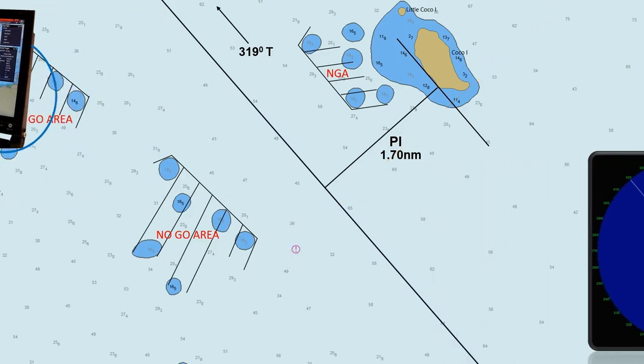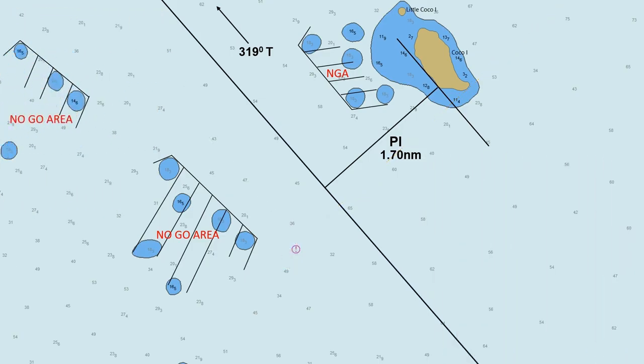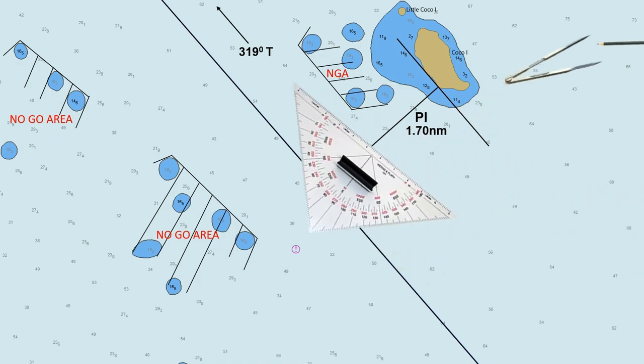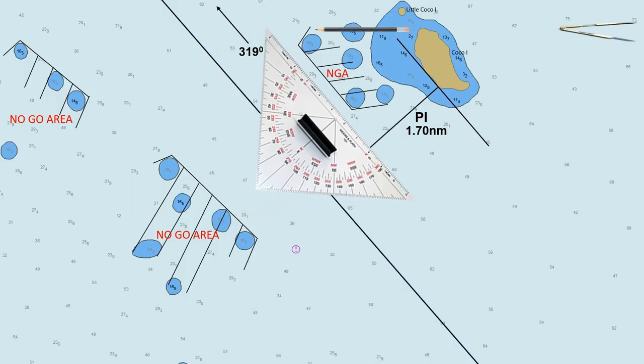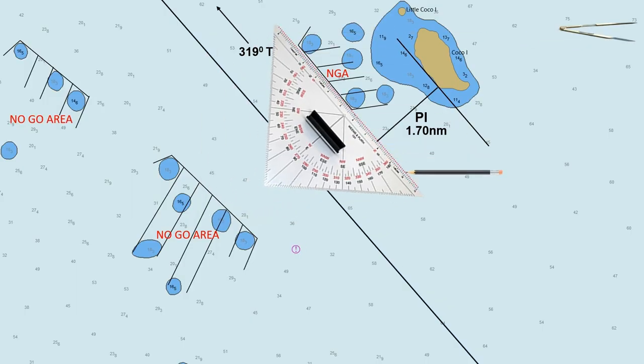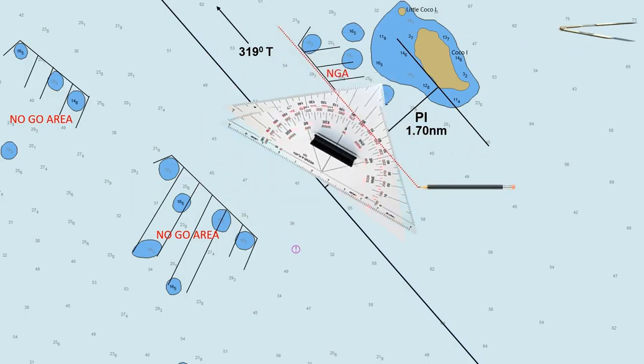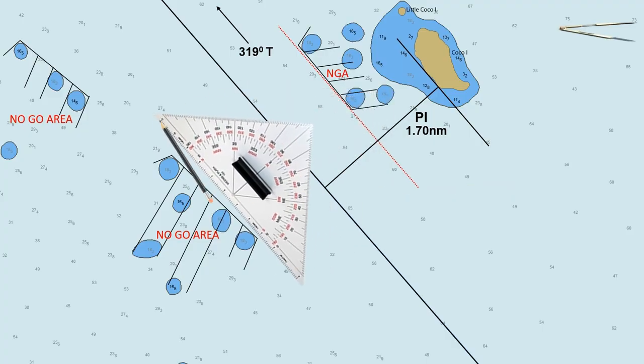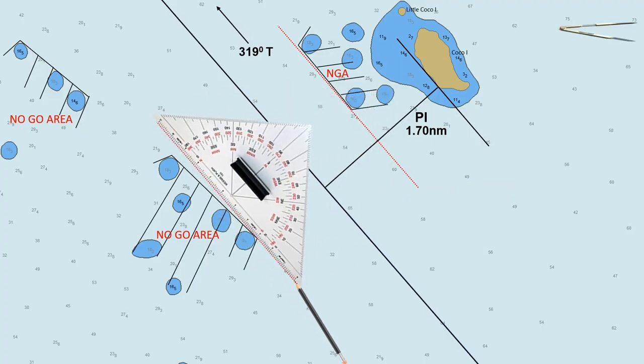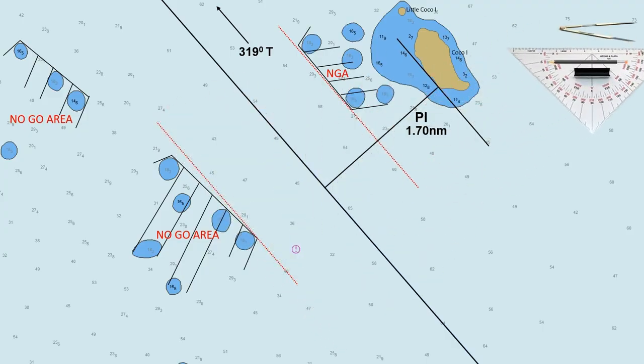To do this, in your paper chart or electronic navigational chart, determine the distance of the navigable water on both sides of the planned track. Draw a line along the no-go area parallel to the planned track. It should be done on both sides. Then measure the distance from the planned track.